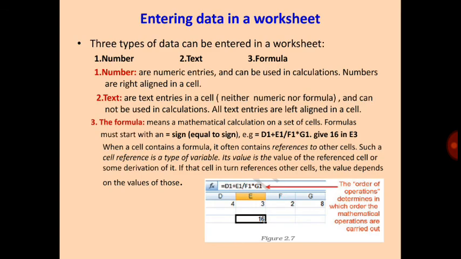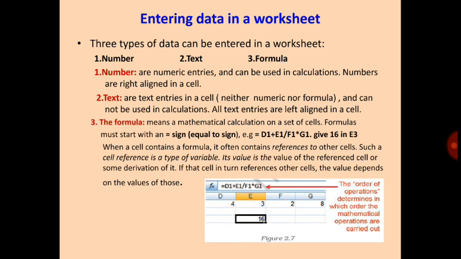Now let us see how we can enter data in a worksheet. Three types of data can be entered in a worksheet: number, text, and formula. Numbers are numeric entries on which we can perform various calculations. That means these data can be used in calculations. Numbers are always right aligned in a cell.